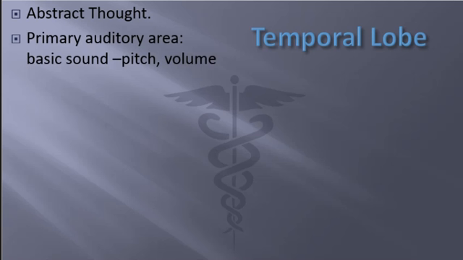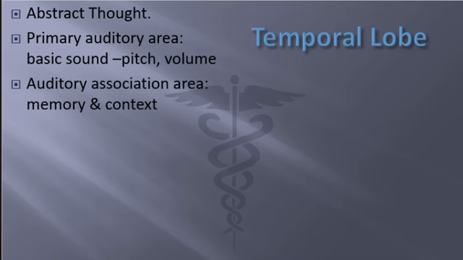It also has what we call the primary auditory area. Here is where we get the basic sound sensations, pitch, volume. It also has the auditory association area. What this means is memory and context. For instance, if I played you a sound of a trumpet playing music, you would say, oh, that's a trumpet. Why? Because you've heard it before. This part of your temporal lobe remembered that that's what a trumpet sounds like. It might even bring back a memory of that time I was at such and such place and I heard the trumpet playing. There'll be memory associated there.